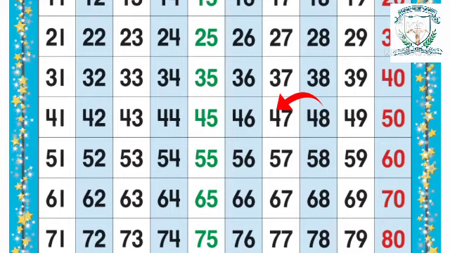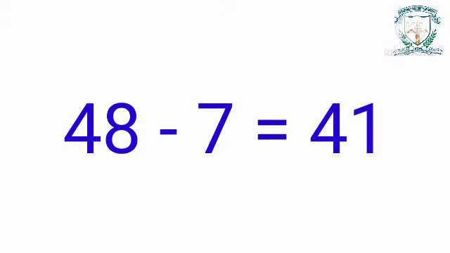From 48 to 47, 47 to 46, 46 to 45, 45 to 44, 44 to 43, 43 to 42, and 42 to 41. Finally, we reach 41. So, 48 minus 7 is equal to 41.